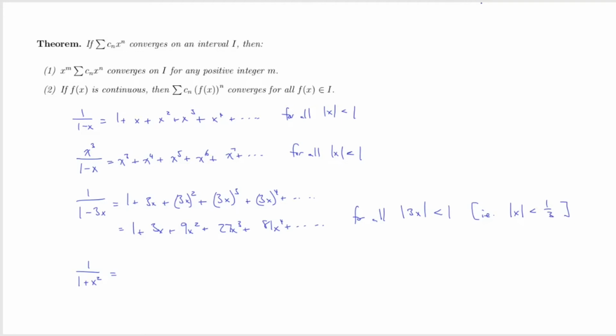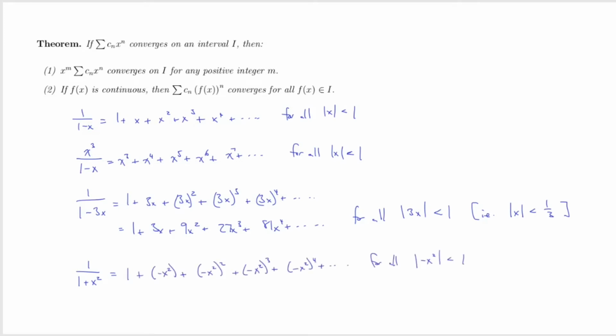Okay, you try this one. Start with the power series for 1 over 1 minus x, and see if you can come up with a power series for 1 over 1 plus x squared. Use the second part of the theorem here with the continuous function f of x equals negative x squared. So pause the video, take a moment, and see if you can figure that out. And when you're ready, start it back up.